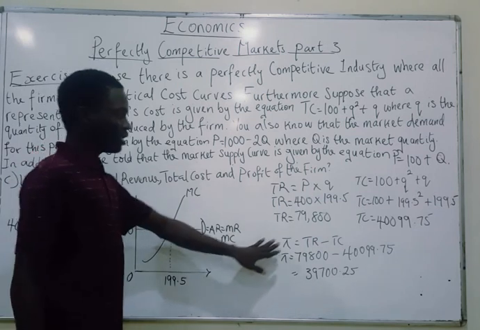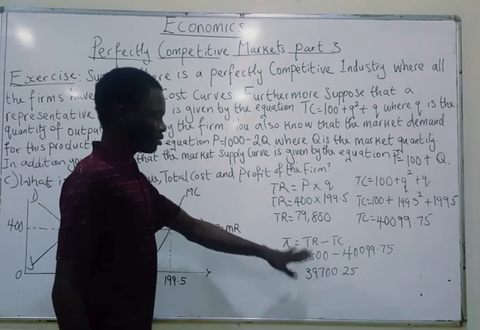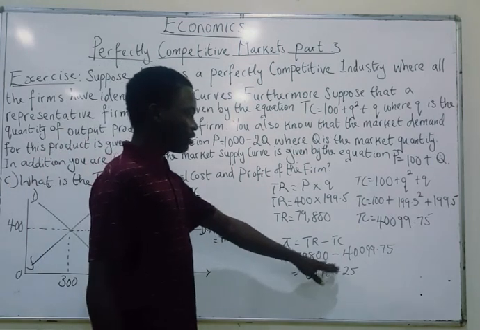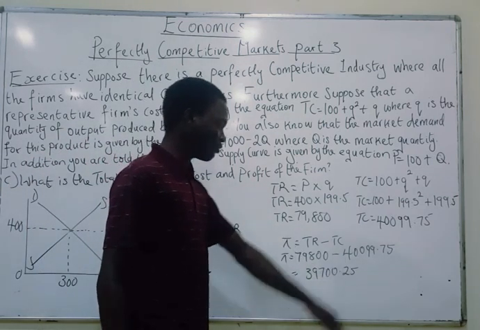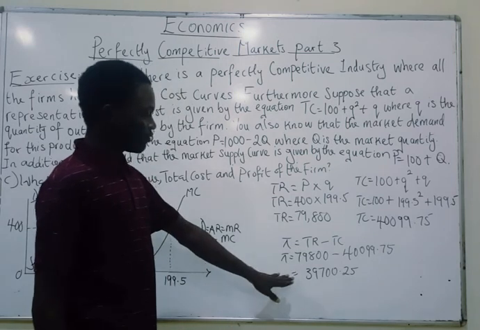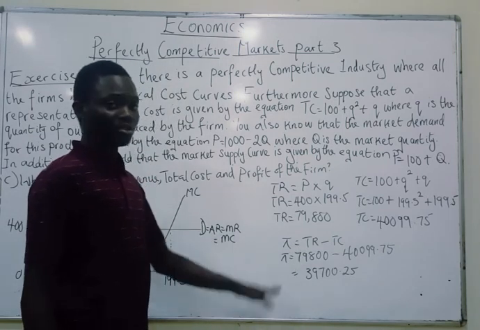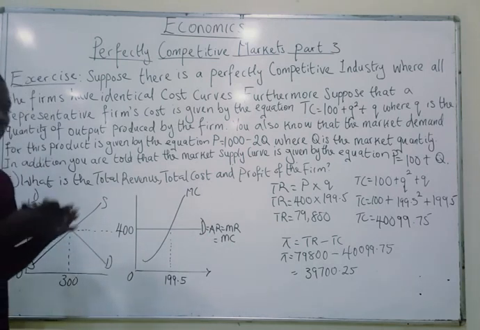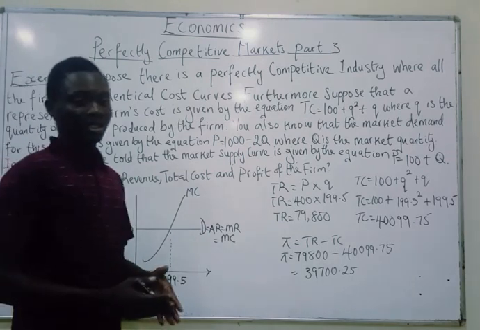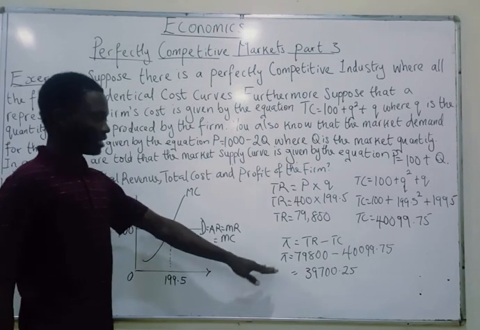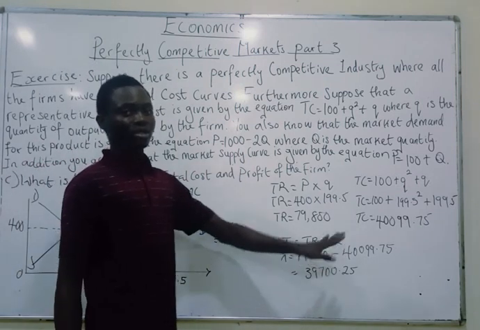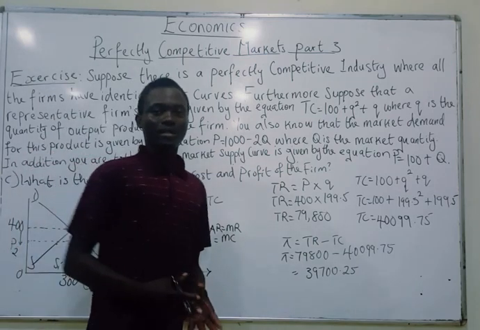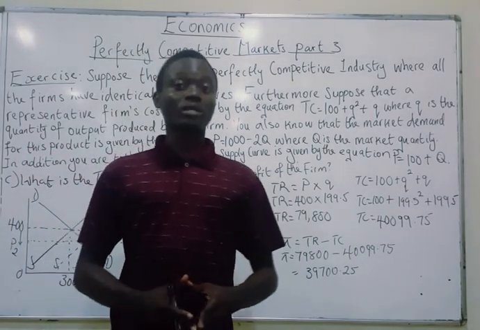Then how do you calculate the profit? The profit is simply total revenue minus total cost. Then profit is 79,800 minus 40,099.75, and this profit is 39,700.25. So that simply means that in this particular market there is positive economic profit, which is equal to 39,700.25.